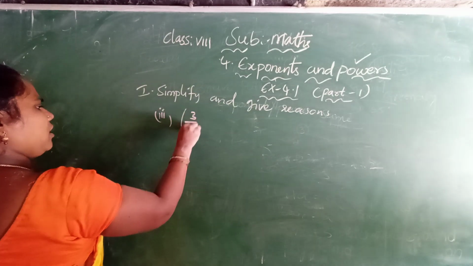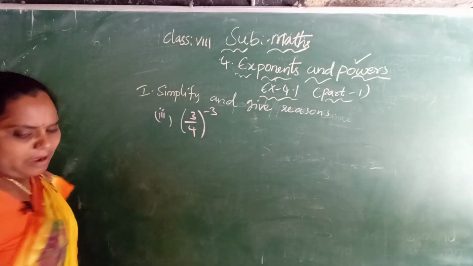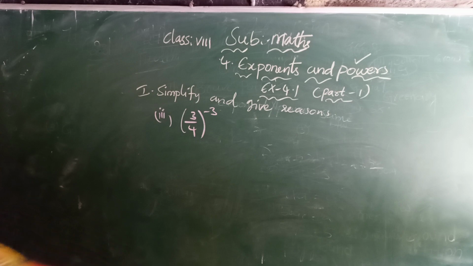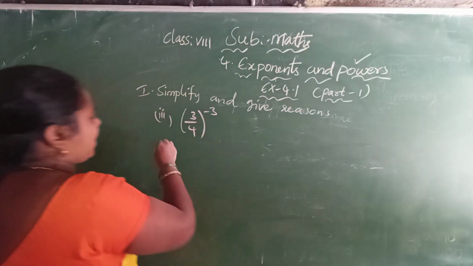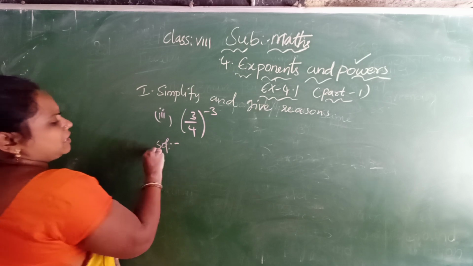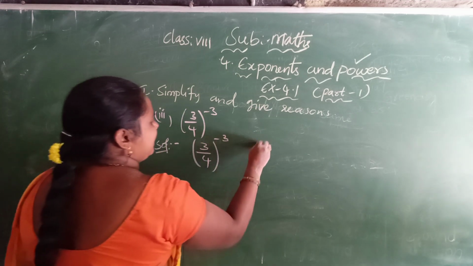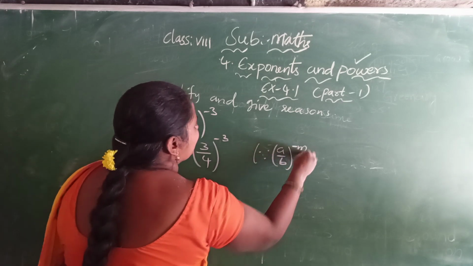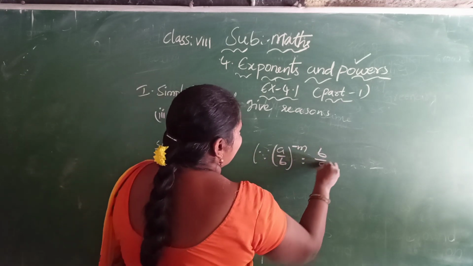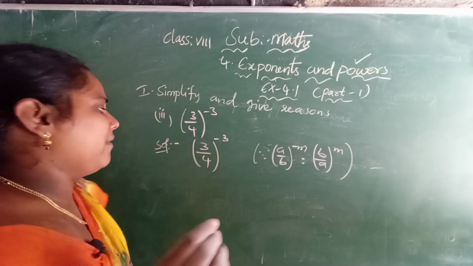(3/4) whole power minus 3. This is having a negative power. Since the formula for (a/b) whole power minus m is (b/a) whole power m, we will get (b/a) whole power m.